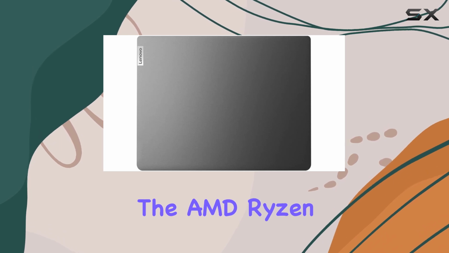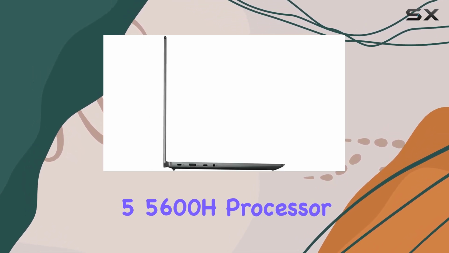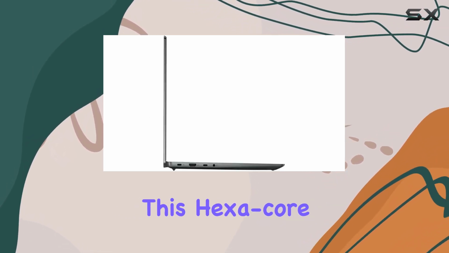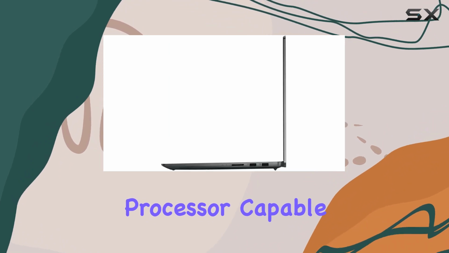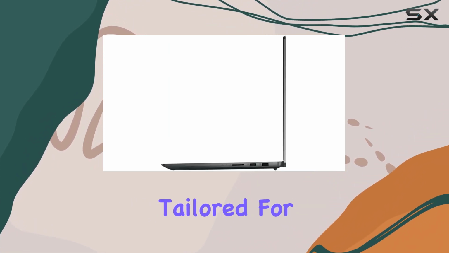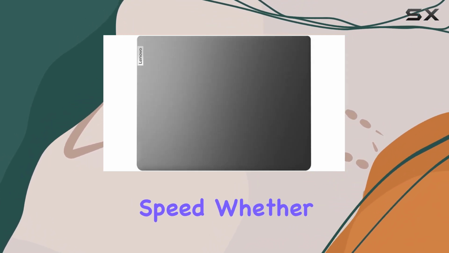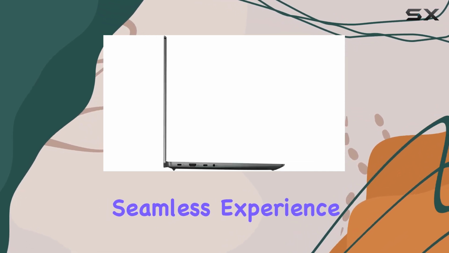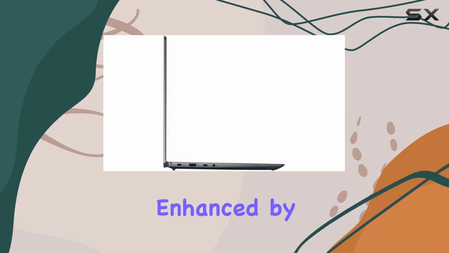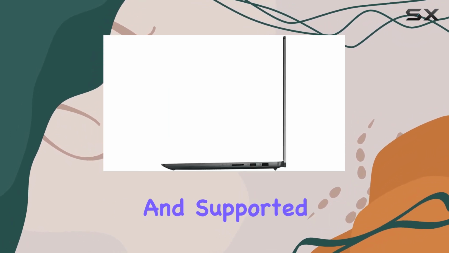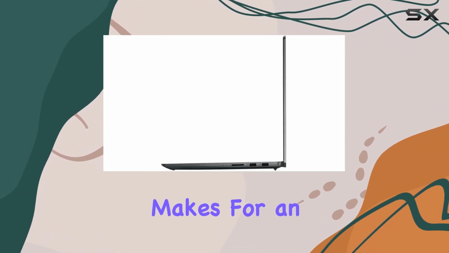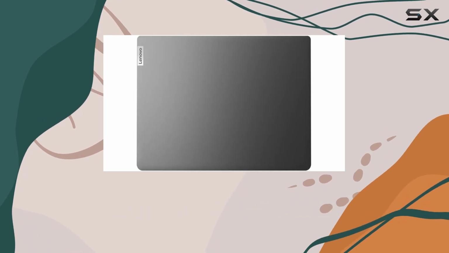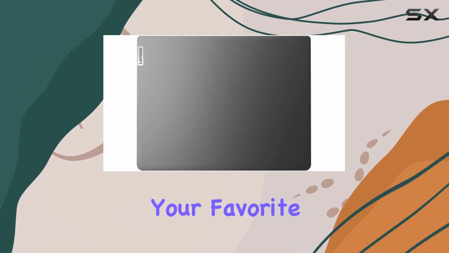Under the hood, the AMD Ryzen 5 5600H processor is a powerhouse. This hexa-core processor, capable of 12-way processing, is tailored for efficiency and speed. Whether it's for professional work or entertainment, it offers a seamless experience. The audio quality, enhanced by Dolby technology and supported by dual speakers, makes for an immersive sound experience, whether you're on a video call or listening to your favorite music.